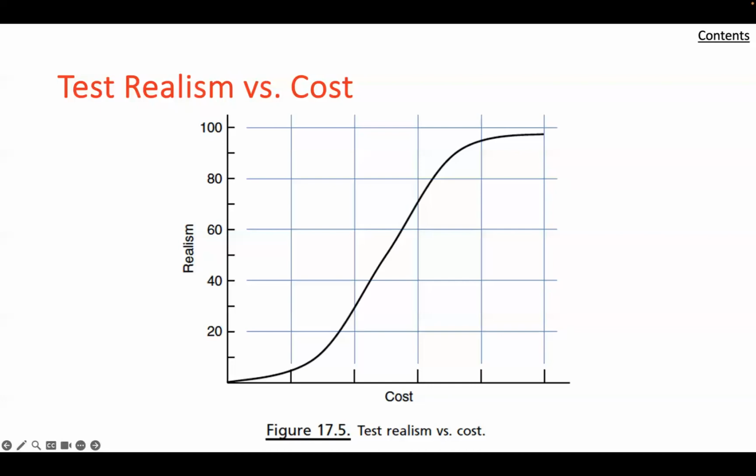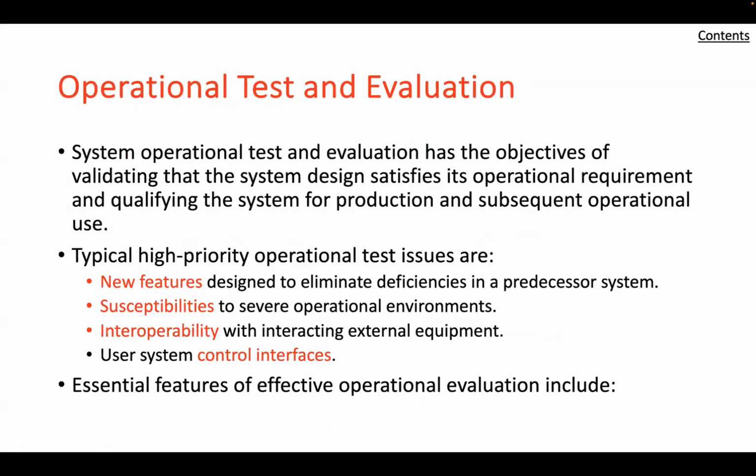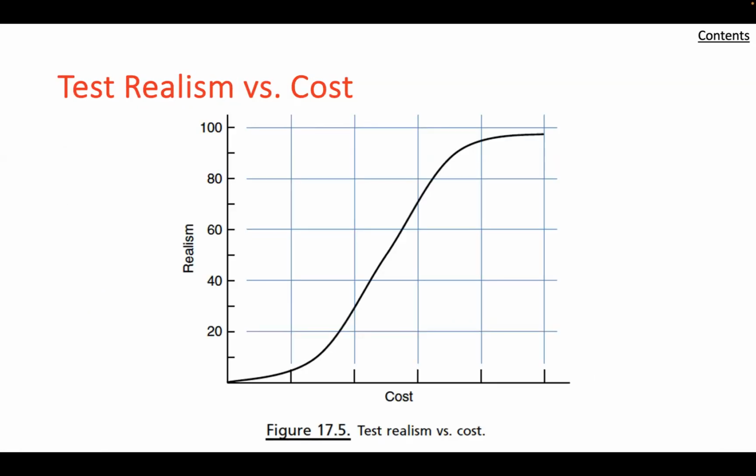Okay, well, we gave an example. Now we'll give some more details, and I'll just give some highlights, and there'll be some more information from the textbook that you can refer to. I'm showing a figure here for test realism versus cost, but let me continue talking about the main features of what we're trying to convey in this section, operational test and evaluation.